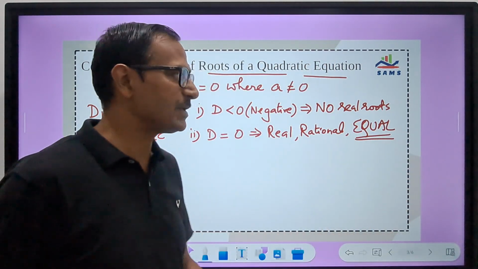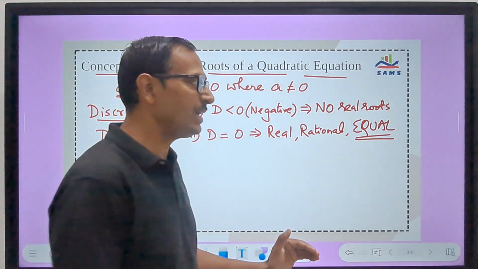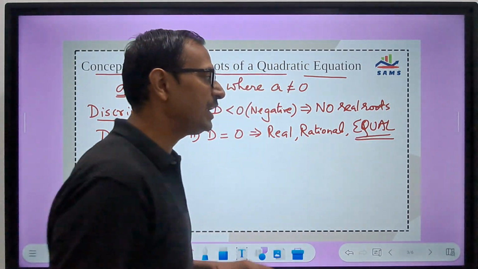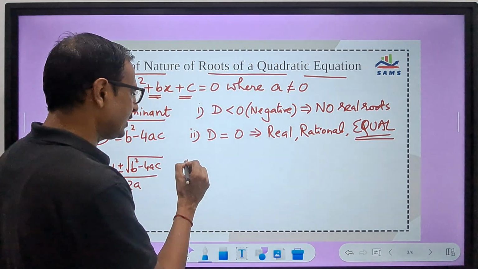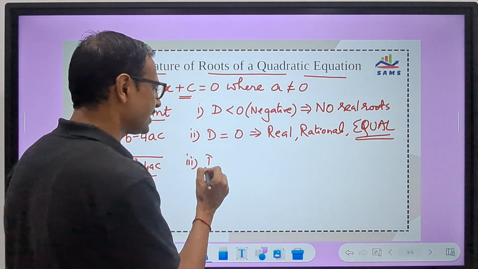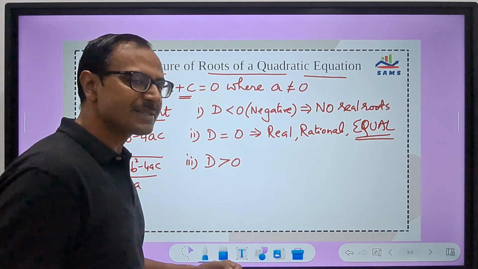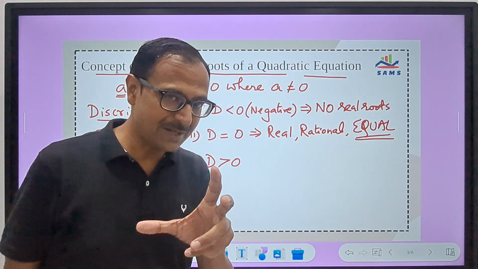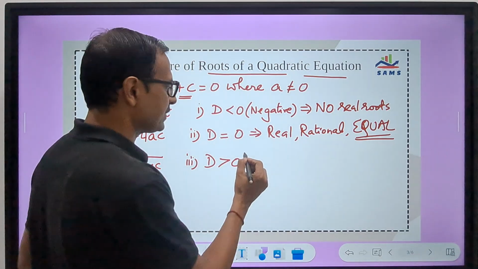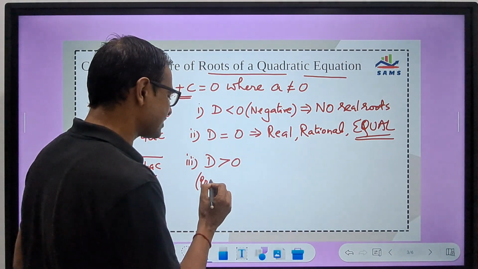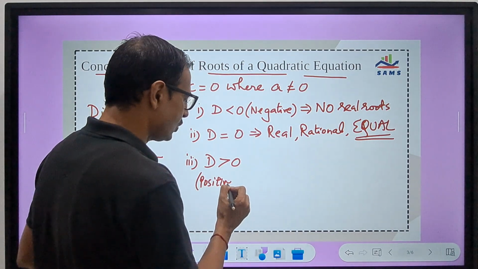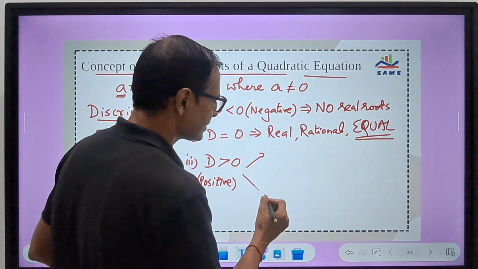Equal roots, that means both the values of x will be the same, so equal roots. Now the important case when the discriminant is greater than 0. Now when the discriminant is greater than 0, we need to check one more thing here. That means we are talking about a positive discriminant. So we will divide it into two parts.